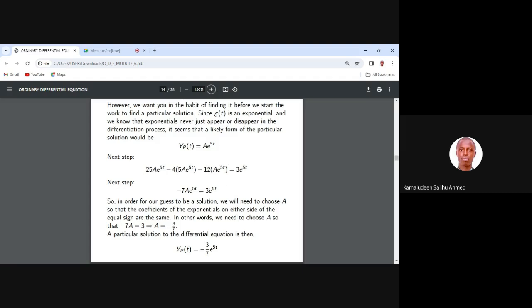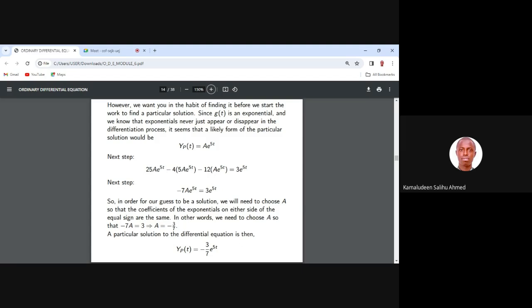Okay, so our y, as I'm saying, now when you divide both sides by the exponential 5t minus 7, your a will be equal to what? Negative 3 over 7.